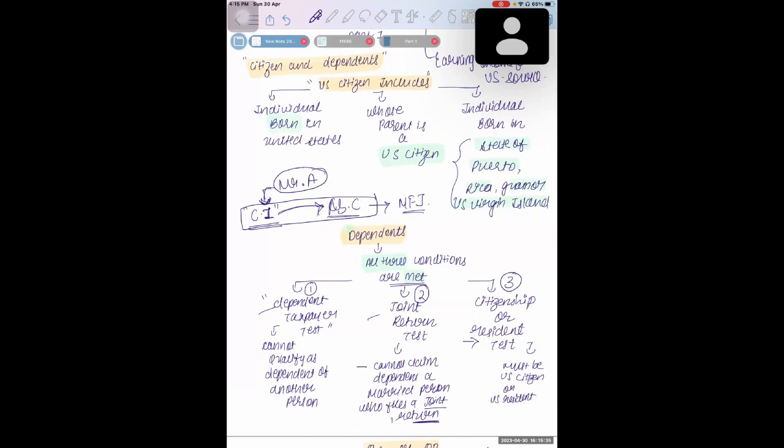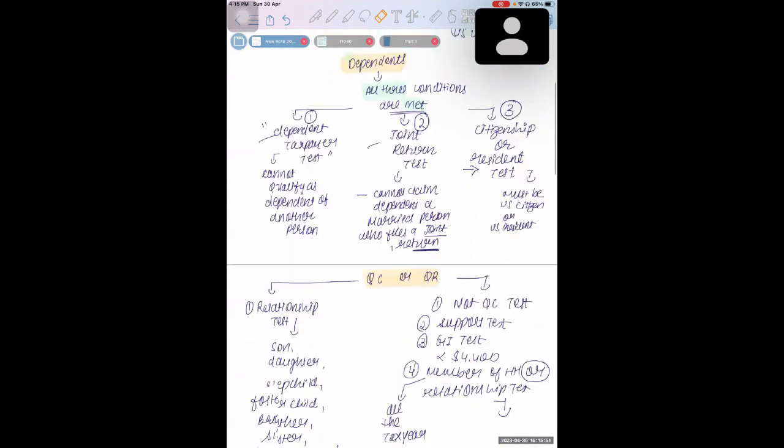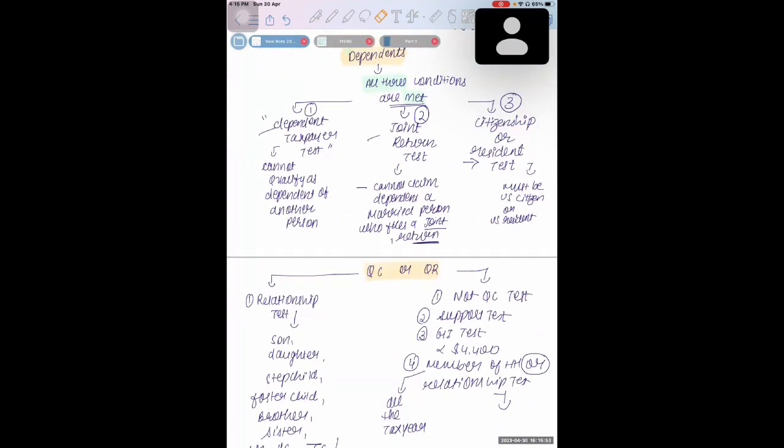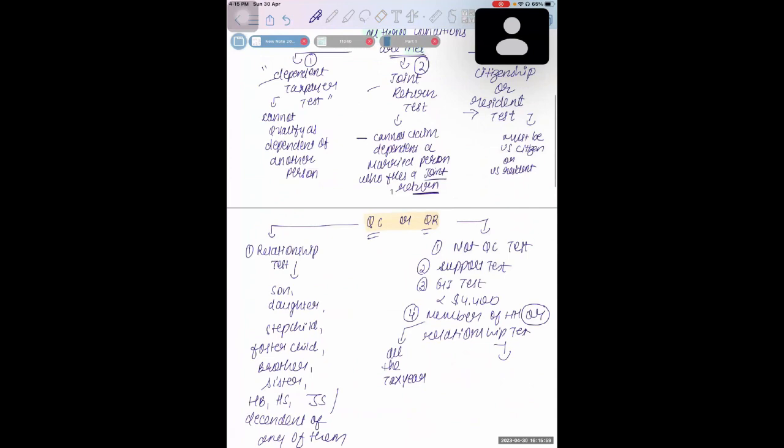Got it? Yes. One more question. Do they have any age limit? Like maybe if the child is 18 years or something, they cannot be claimed for dependent credits or something like that? Yes, that we are coming to in the next point. That is qualifying child and qualifying relative. There is an age limit.